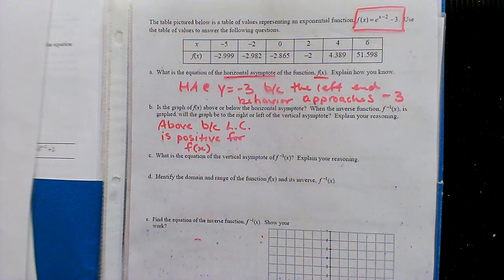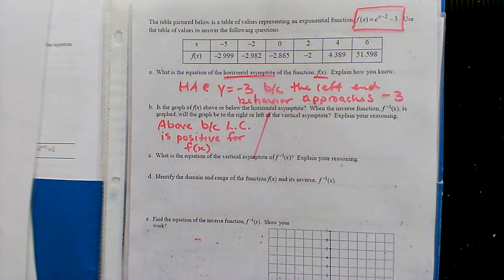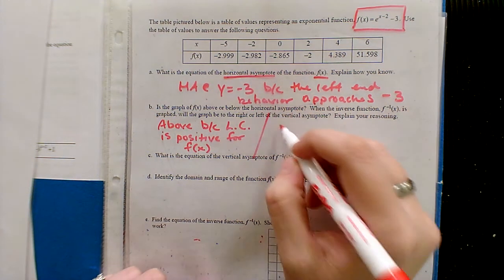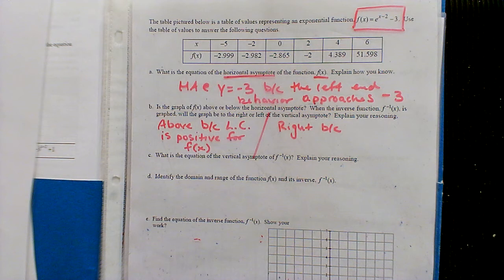When the inverse function is graphed, meaning the log function, the inverse of an exponential, will that graph be to the left or to the right of its vertical asymptote? Explain your reasoning. If the exponential is above, where do you think the log graph would be? What do you think, Rebecca? To the right, because it had a positive leading coefficient.